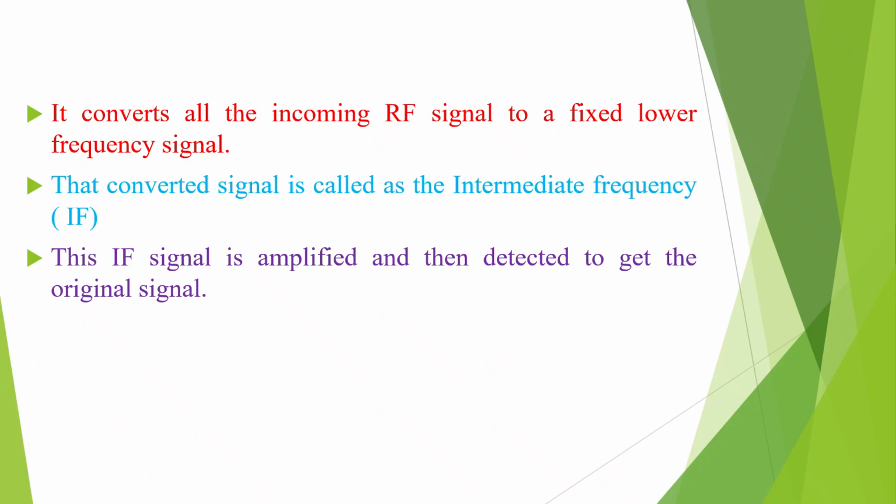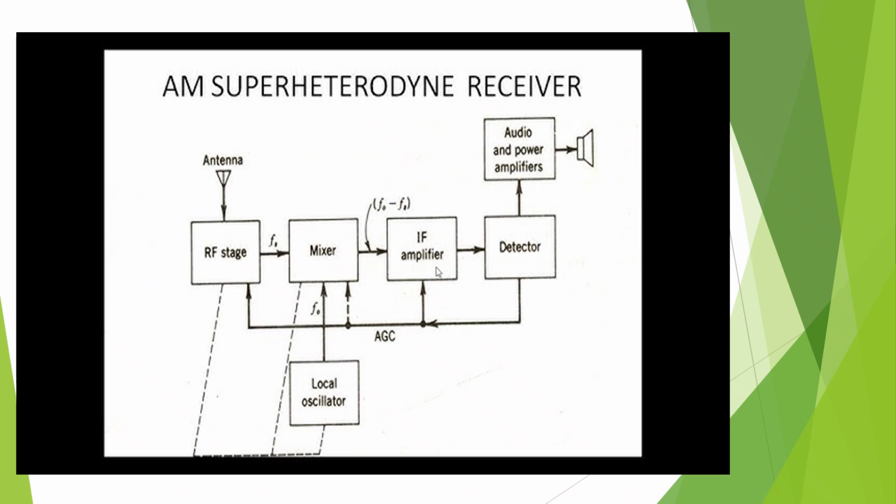These intermediate frequency signals are amplified and then detected to get the original signals. These are called superheterodyne receivers. So this is the block diagram for a superheterodyne receiver.